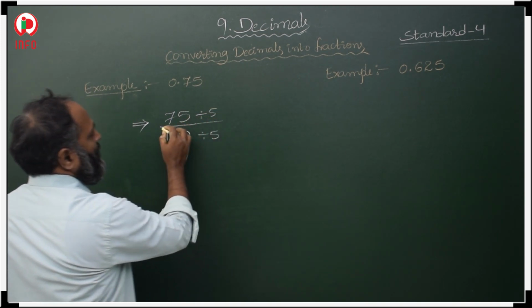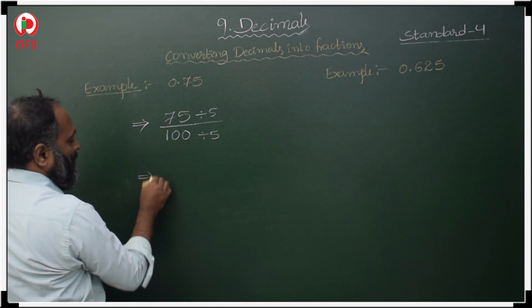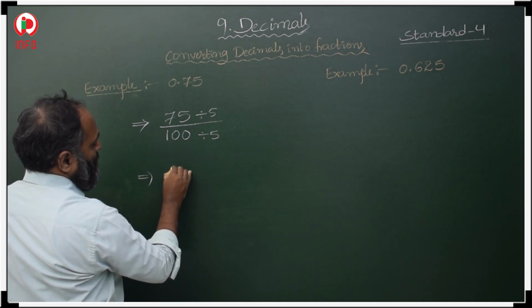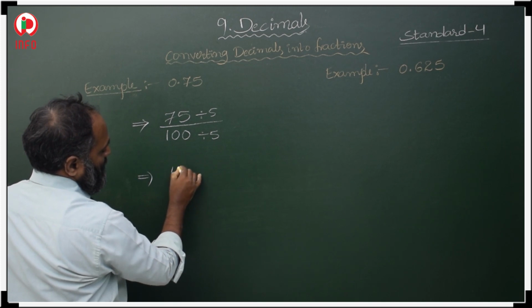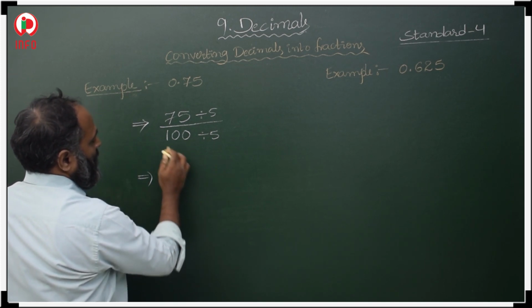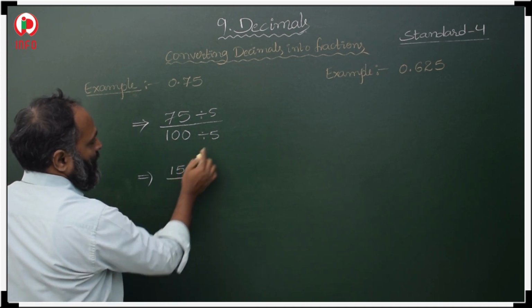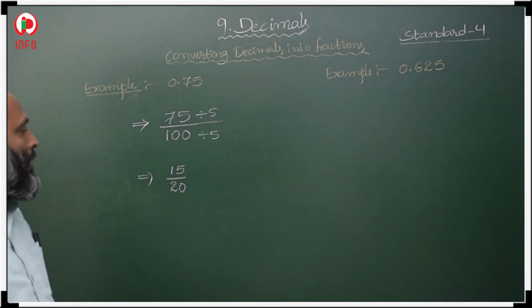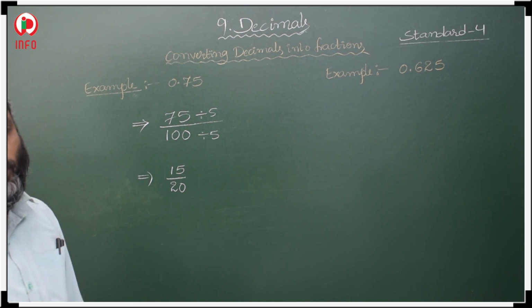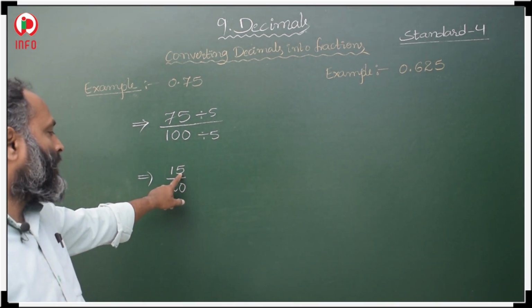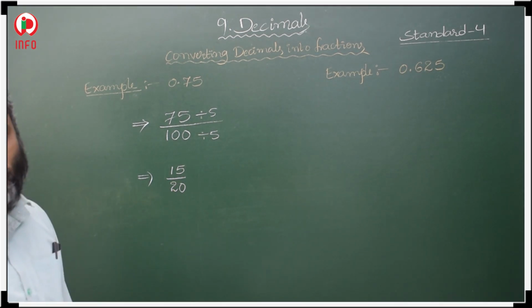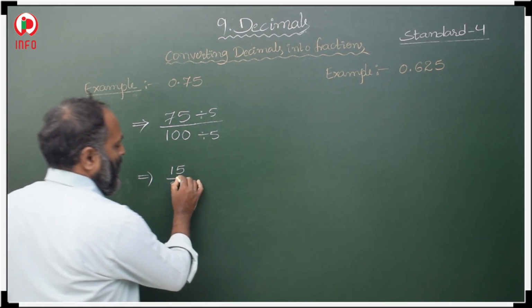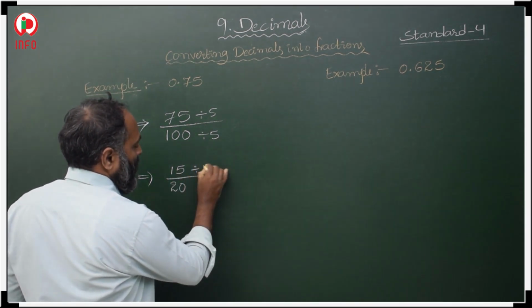When 75 is divided by 5, the answer is 15. Then 100 divided by 5 gives 20. After simplification, you are getting 15 by 20. Again, here 5 is in the ones place and here 0 is there, so again it is divisible by 5. One more time we have to divide with 5.